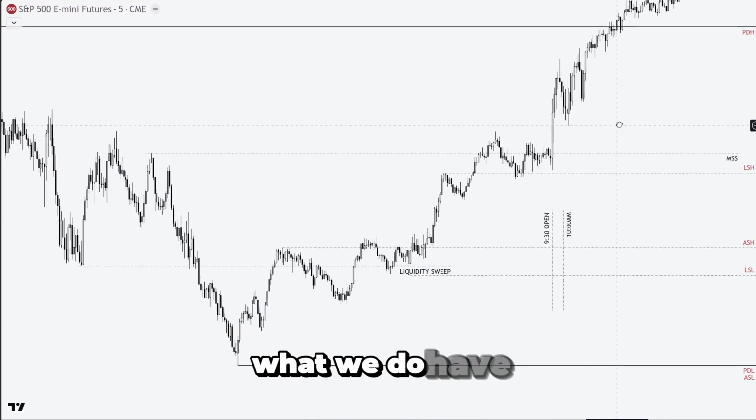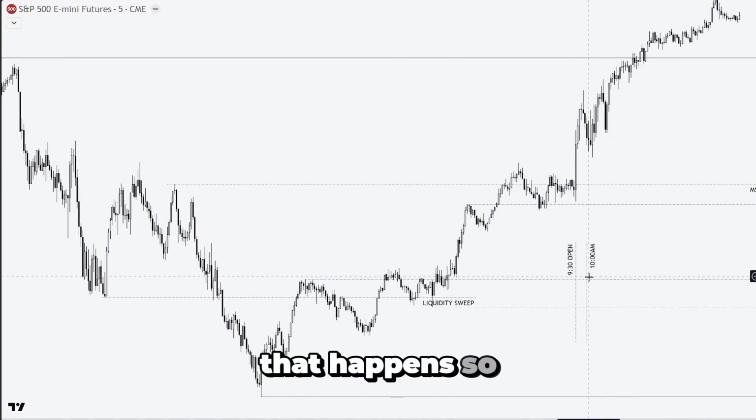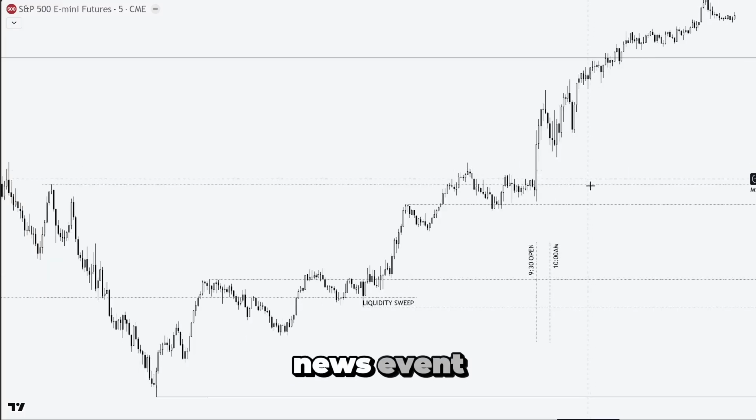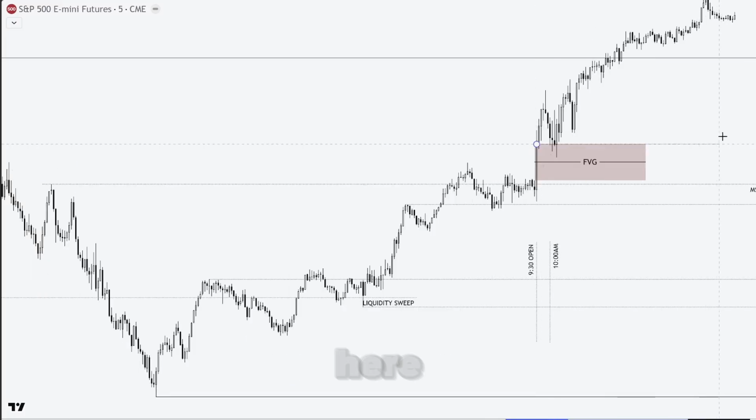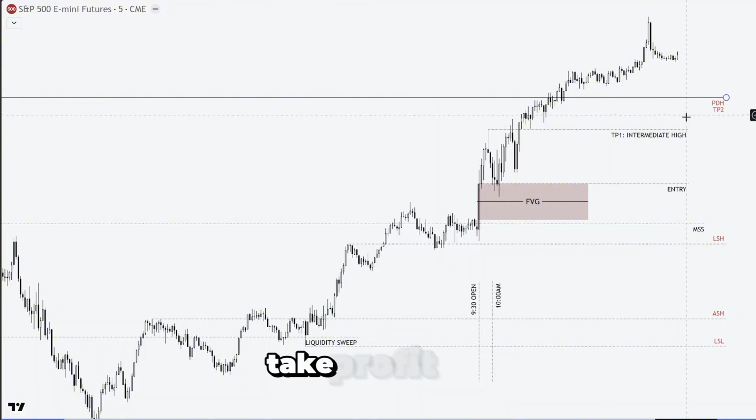And what we do have is at 10 a.m., there is a consumer commitment report that happens. So a high impact news event. Expansion, fair value, adjusting it here. First touch, entry, first target because it's an intermediate high. So high probability it's going to get tagged. TP1, sorry. And the previous day high, let's take profit 2.